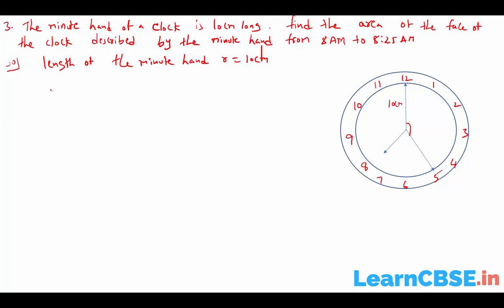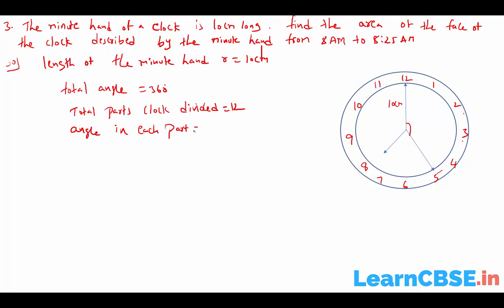Okay, now total angle equals 360 degrees. Total parts the clock is divided into equals 12 parts. Yes, 1, 2, 3, 4, 5, 12 parts. So angle in each part equals 360 by 12, 12 ones, 12 threes, that equals 30 degrees.